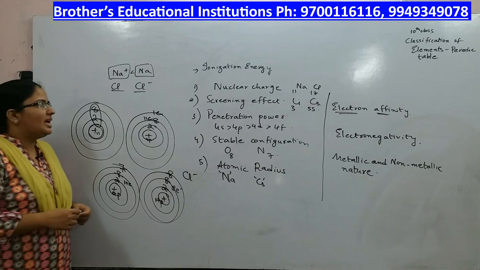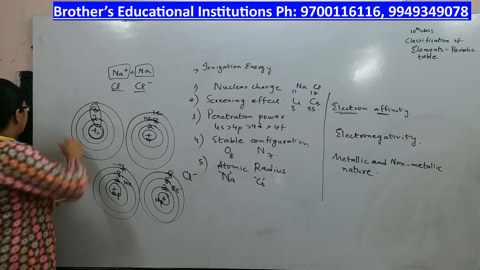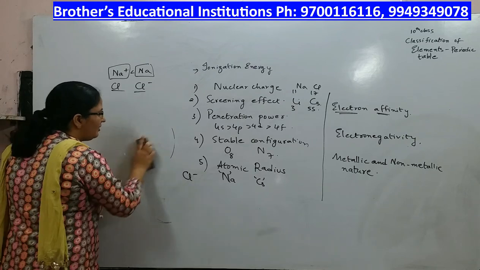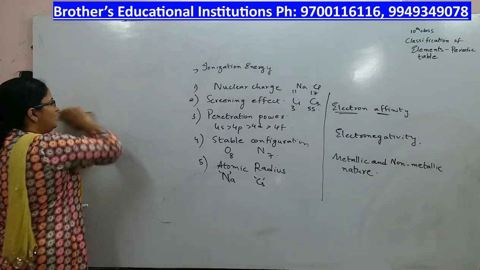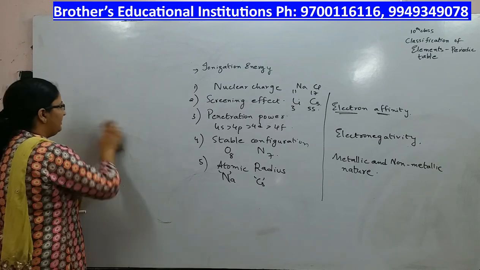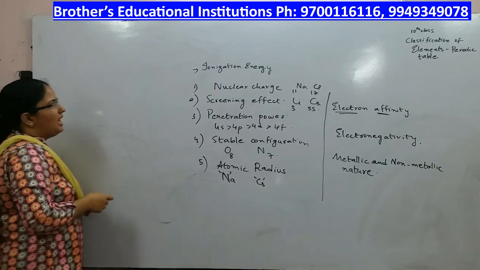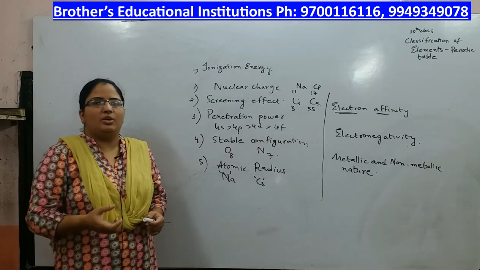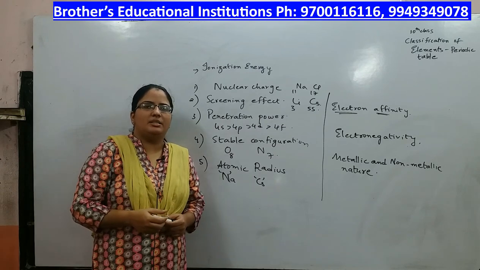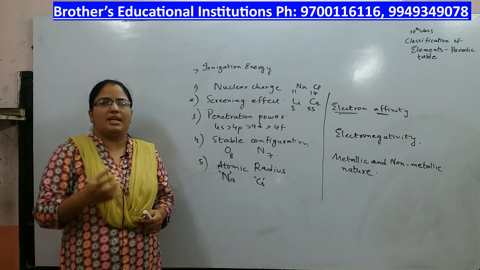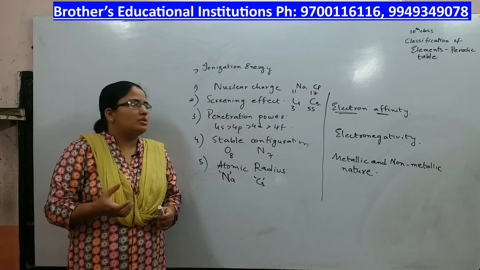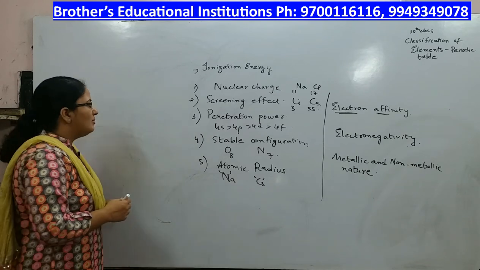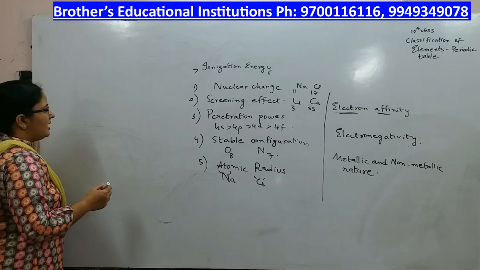Our next topic that we have is ionization energy. Let us look into the topic. Ionization energy is nothing but the energy required to remove an electron from a neutral gaseous atom. Neutral gaseous atom means number of electrons and number of protons must be same in the gaseous atom. So here, what is the energy that is required to remove an electron from the outermost shell? That is called ionization energy.